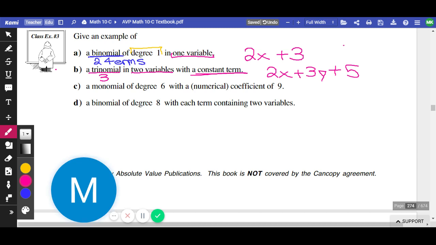Part C, a monomial of degree 6 with a coefficient of 9. Coefficient is the term we used last unit. So a coefficient of 9 means you have a number 9 in front of a variable. Okay? Monomial means you only have one term. Degree 6 means the highest exponent is 6. So if we looked at something like this, I would say coefficient of 9, x to the power of 6, to give me a degree 6.